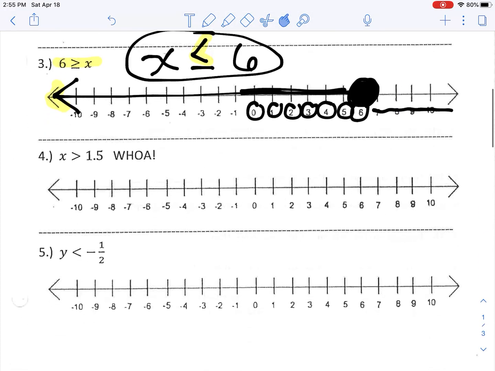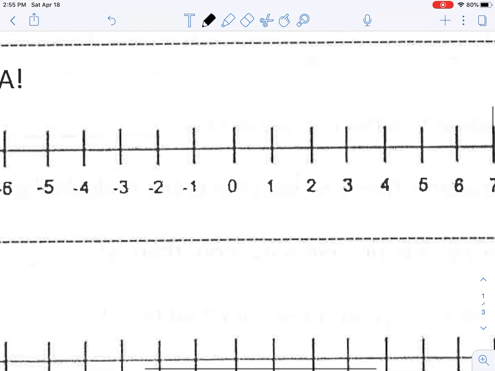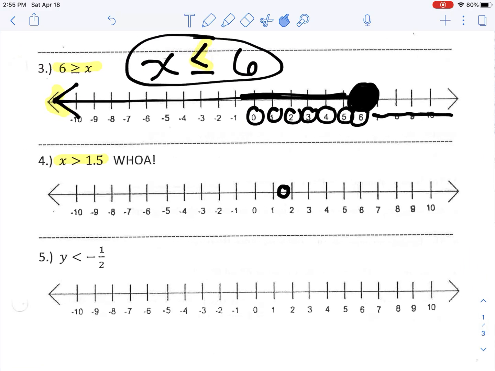Taking a look at number 4. X is greater than 1 and 5/10. So that's going to be halfway between 1 and 2. So I'm going to put my open circle halfway between 1 and 2. Greater than points to the right. So I'm going to darken all of these values and shade in the arrow. And it's only greater than, it's not greater than or equal to. So I'm finished with that graph.